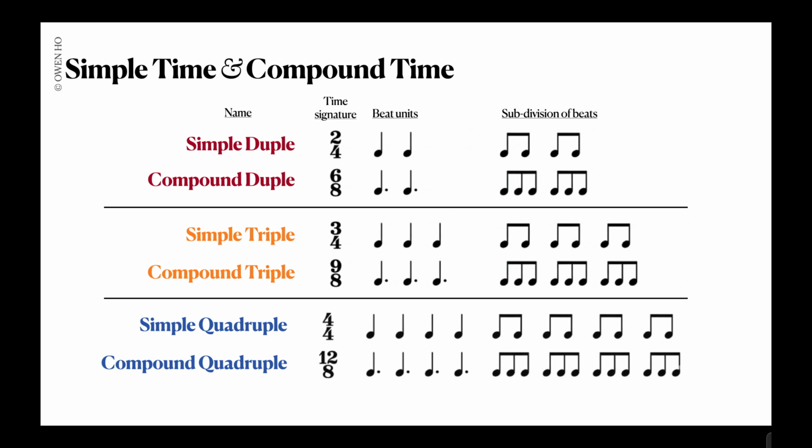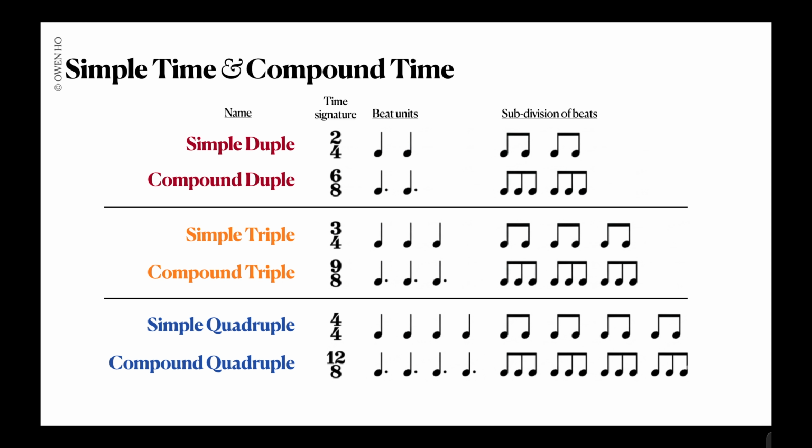Lastly, on the idea of 4. When we count in 4, we are doing a quadruple time. Again, there are simple quadruple and compound quadruple times. In our simple quadruple here, we have a 4/4 time, which means 4 crotchets per bar, or we can also divide them into quavers, into 8 quavers in total, so that becomes 1-and, 2-and, 3-and, 4-and.